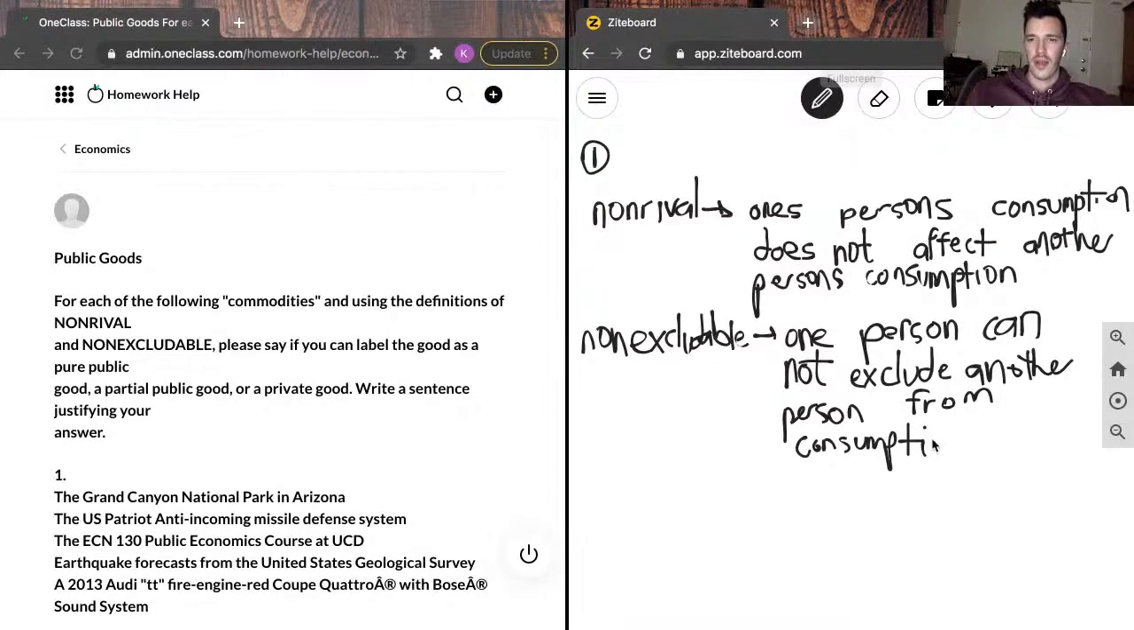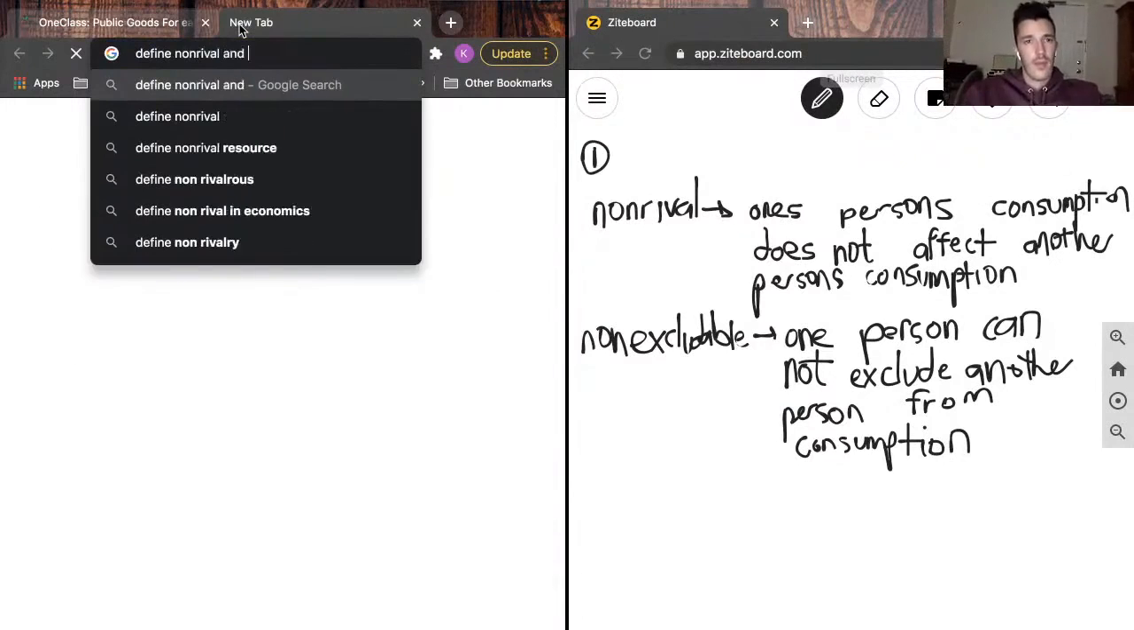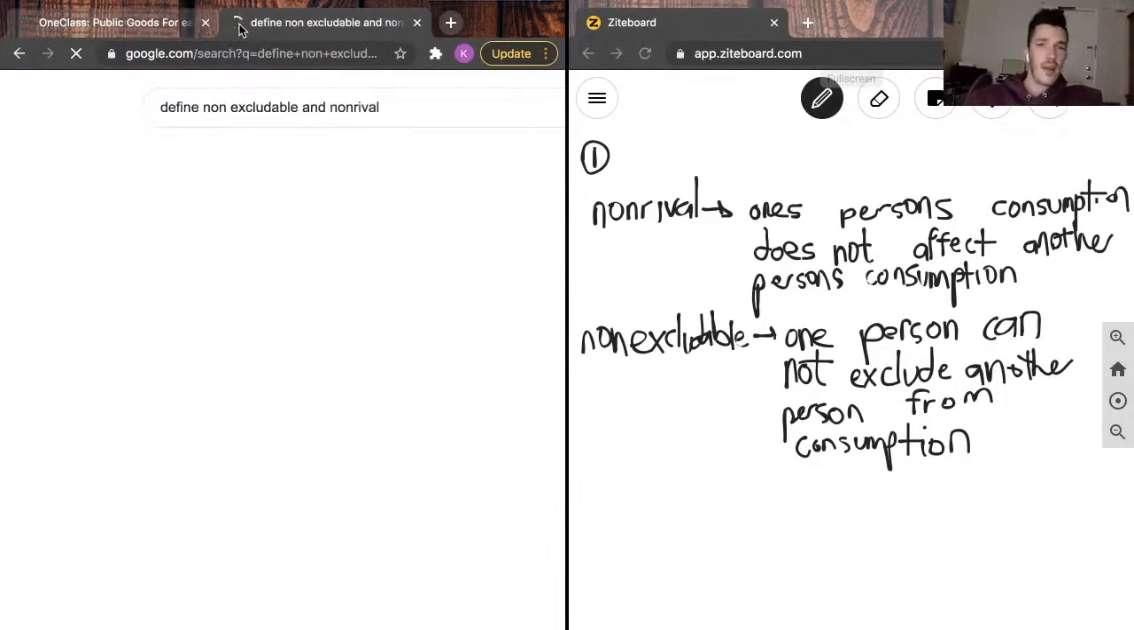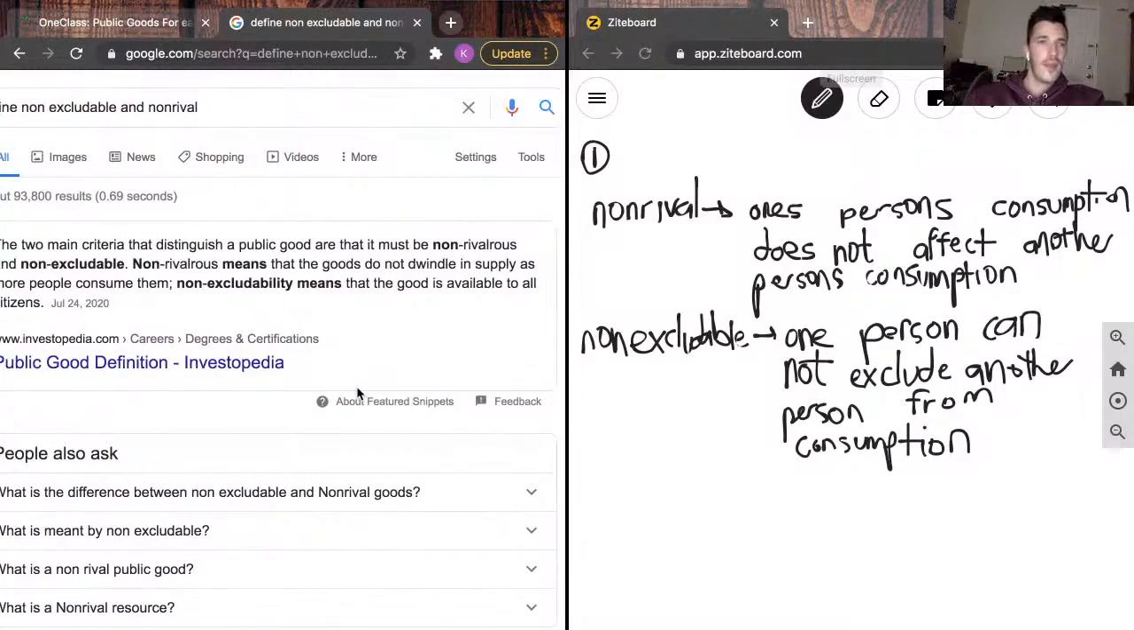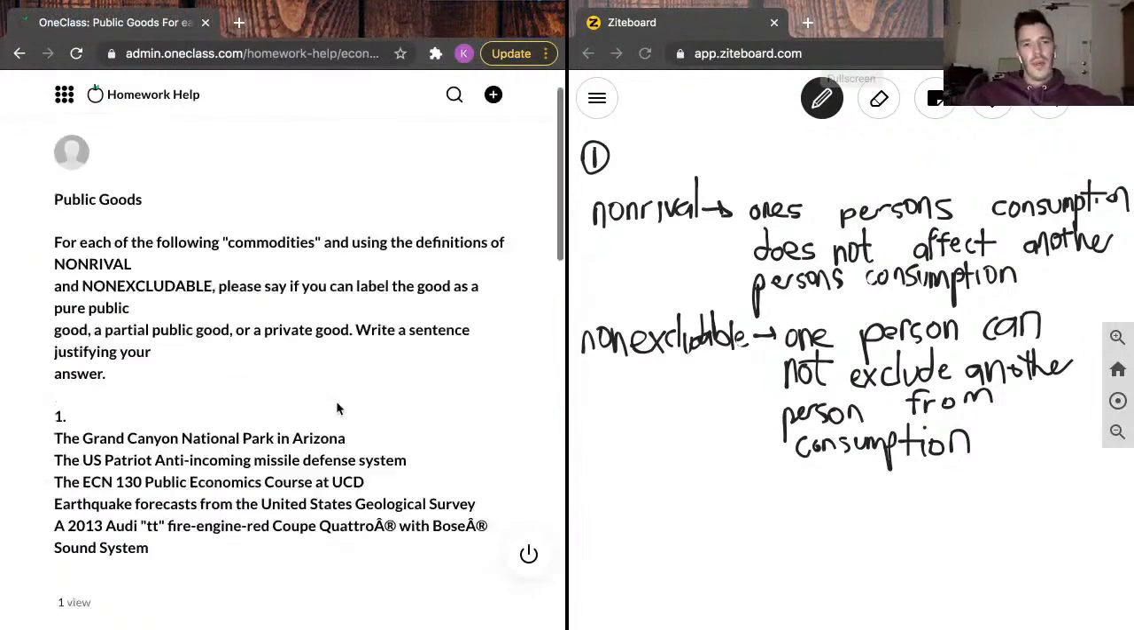I'm going to pull up the Google definitions of each of these just to see if they word it any differently. But I think I've said the gist of it. Non-rivalrous means that the goods do not dwindle in supply as more people consume them. Going back to my example, cookies. If I eat cookies from a box and then you go to that box of cookies, there's going to be less because I consumed some. Supplies are dwindling. However, me consuming the smell of flowers does not dwindle the supply of smelling flowers. Non-excludability means that the good is available to all citizens. So if it's excludable, that means it is not available to all citizens. So this lines up with what I've said so far.